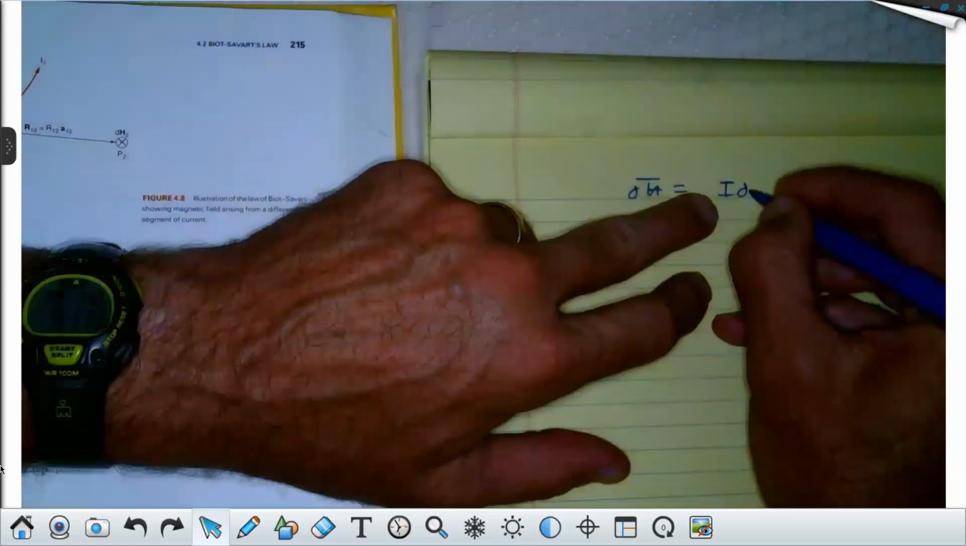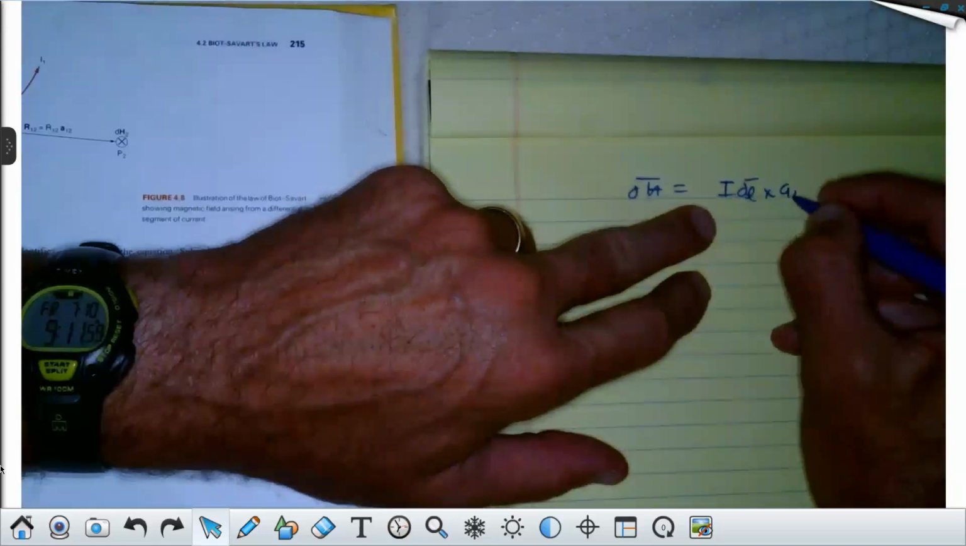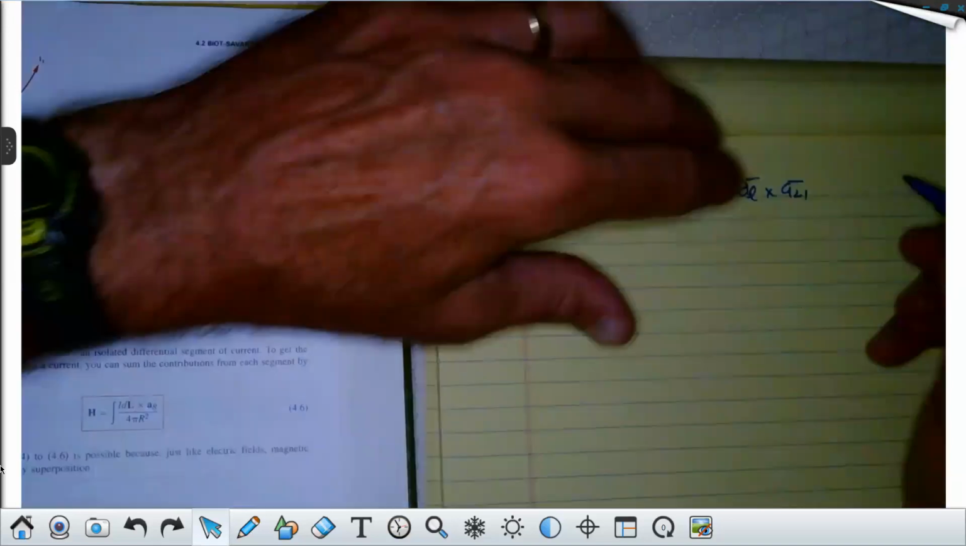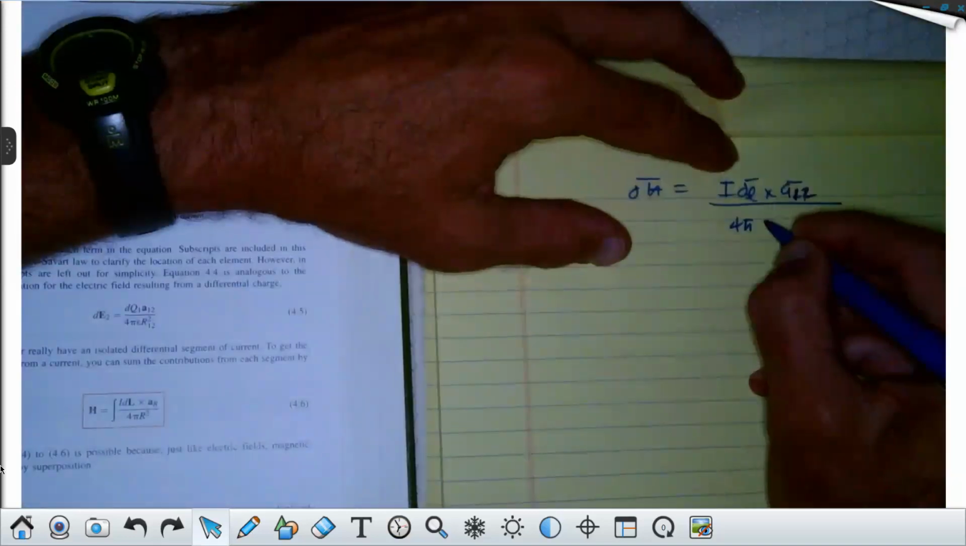Now, for this one, it's got a 4 pi r squared here too, but here's the difference. You have IDL, which would be the current element causing the H field, crossed into a unit vector to the point where the H field wants to be observed. And it is the Biot-Savart law. So I'm going to show you what this means. This is on the bottom of page 214. When I have dH is equal to IDL crossed into a unit vector, and he calls it A12, but I'll show you what this unit vector is all about, over 4 pi r squared.